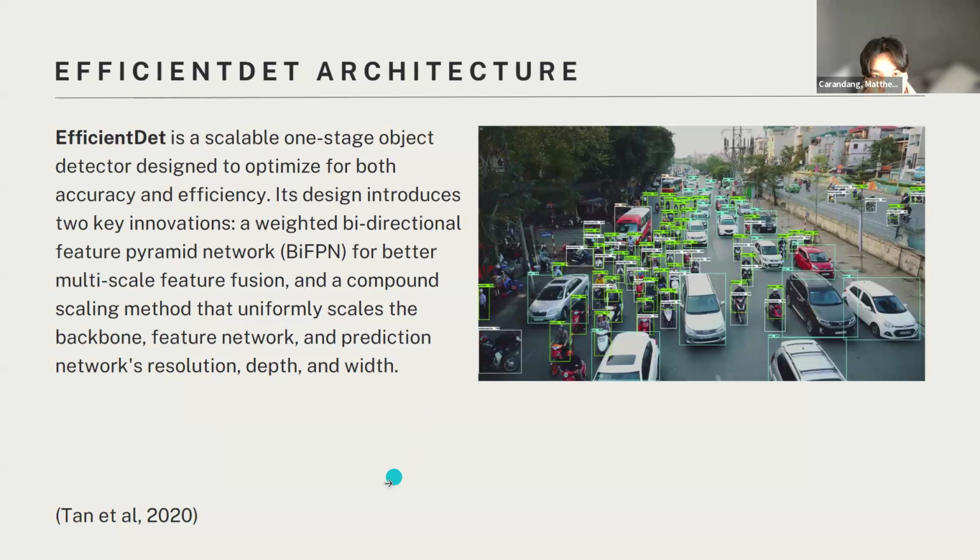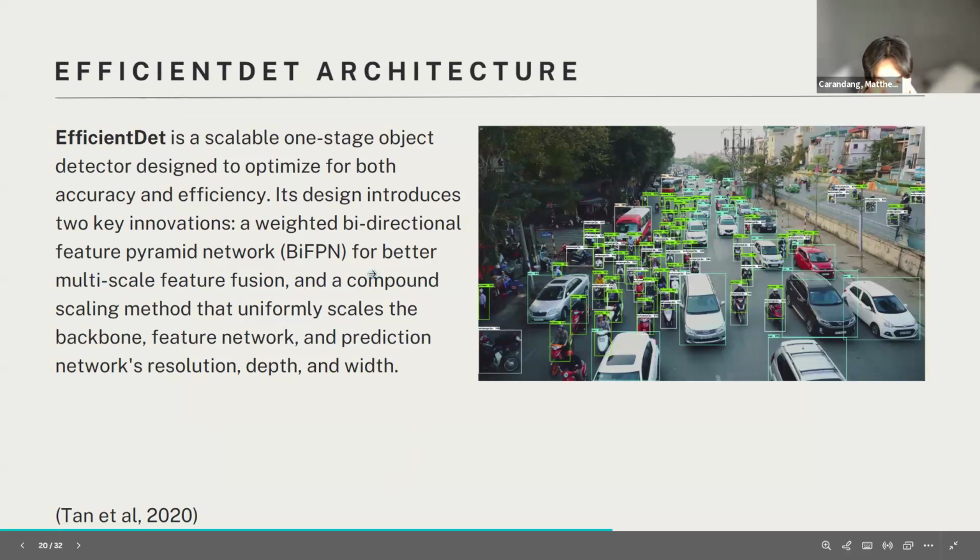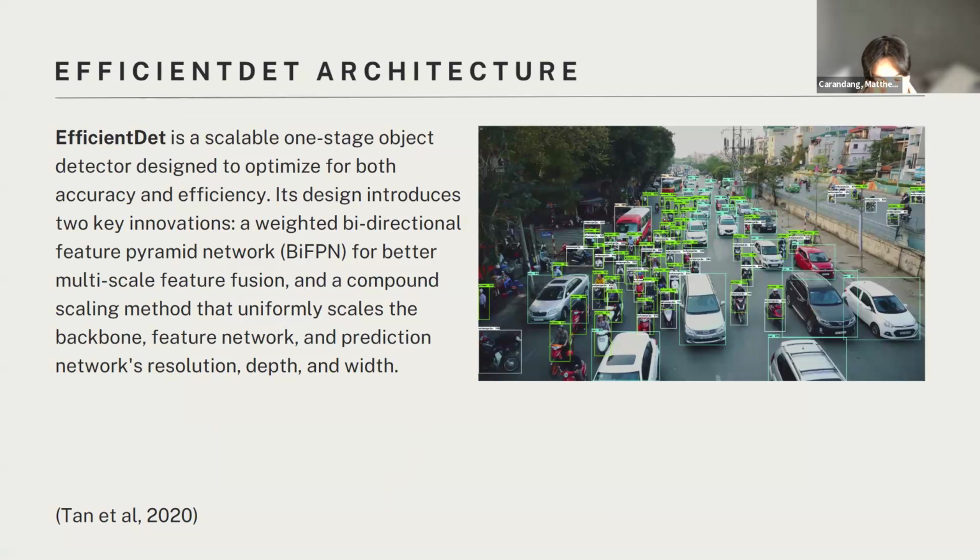Then we have what's called EfficientDet. EfficientDet is a scalable one-stage object detector designed to optimize for both accuracy and efficiency. Its design introduces two key innovations: a weighted bidirectional feature pyramid network, or BiFPN, for better multi-scale feature fusion, and a compound scaling method that uniformly scales the backbone, feature network, and prediction networks' resolution, depth, and width.